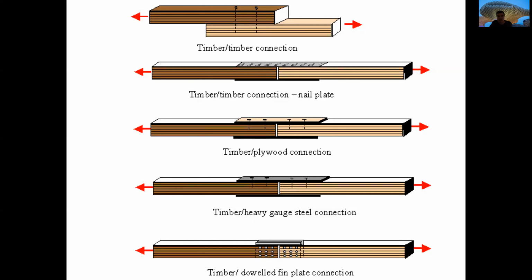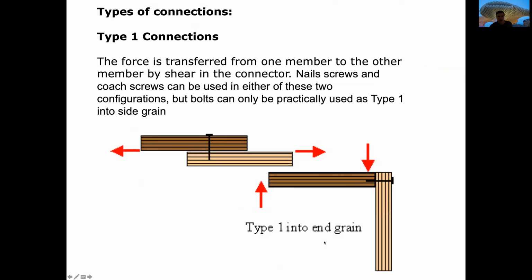There are many types of connections, and we can look here that we have two pieces of wood, and the difference will be the elements that connect them, how they are connected. In the superior part, for example, we have a timber-to-timber connection with bolts or nails. Thereafter, we have a connection with a nail plate. We have a timber-plywood connection here with nails. We have a timber-heavy gauge steel connection where we have a piece of steel that is connecting, and also timber or double fine plates. And we will be looking at them after we understand the two types of connections.